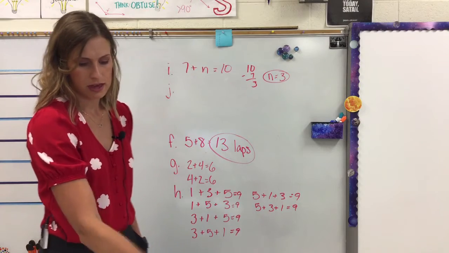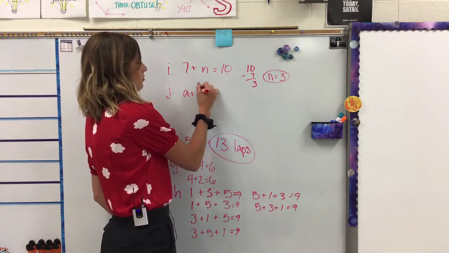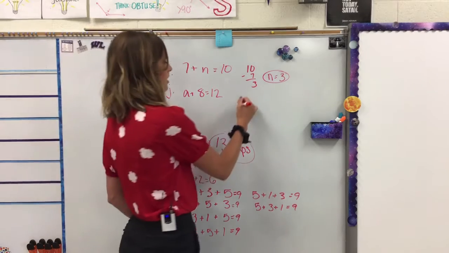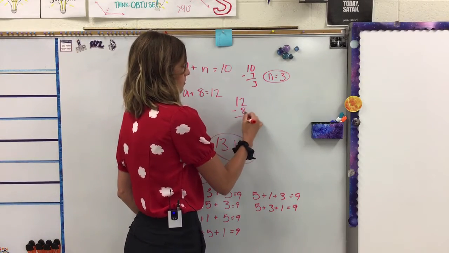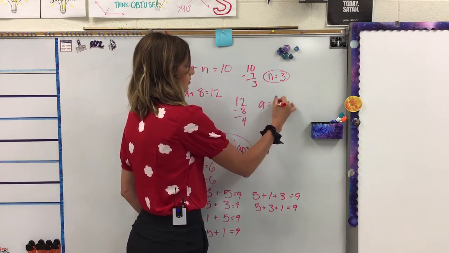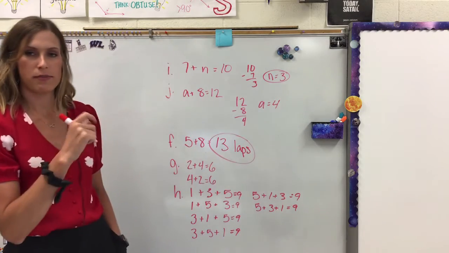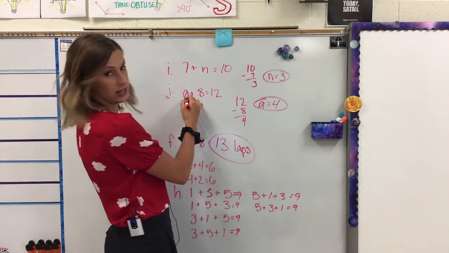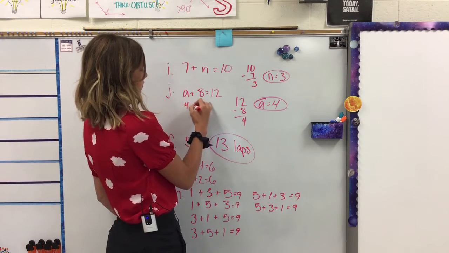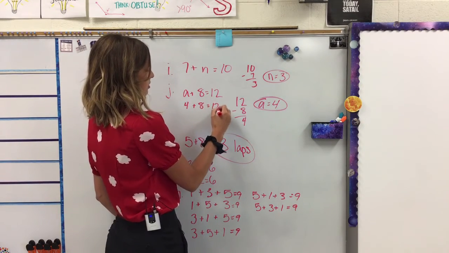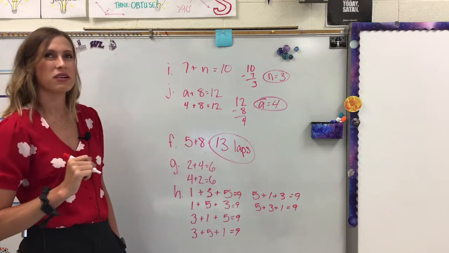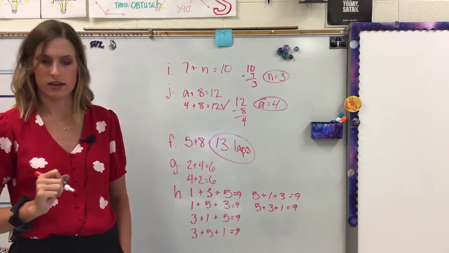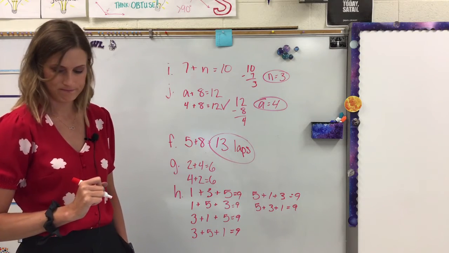J, same thing. A plus 8 equals 12, so I get 12 minus 8 to give me 4, so I know A equals 4. I can always plug that in and double check. Let me check. If I put 4 here instead of A, 4 plus 8, does that equal 12? 4 plus 8, 12? Yes. So I know it's right. I did it correctly.